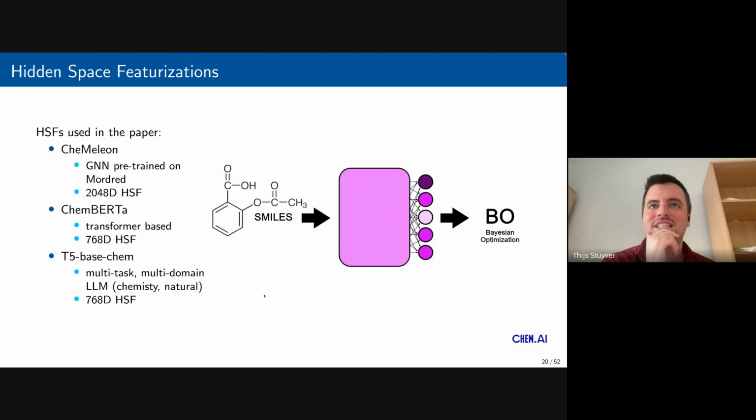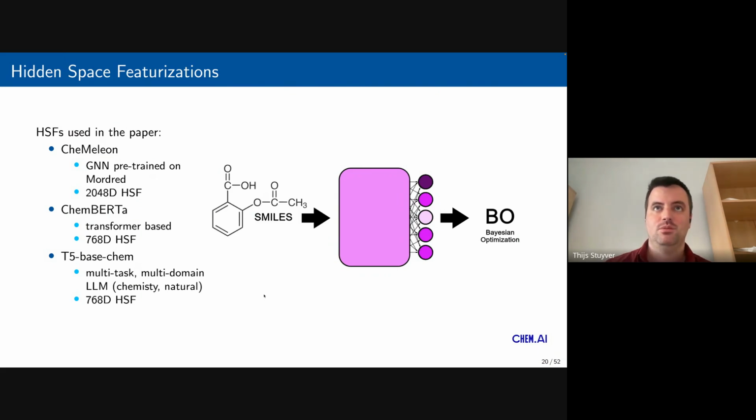As Maximilian explained before he disconnected, what we tried to do in our work was to compare different hidden space featurizations and to see how well they actually perform in Bayesian optimization.